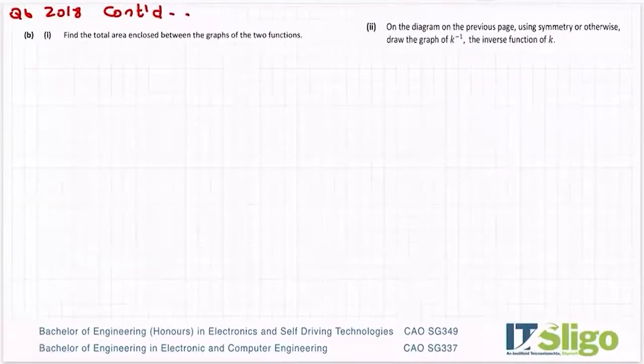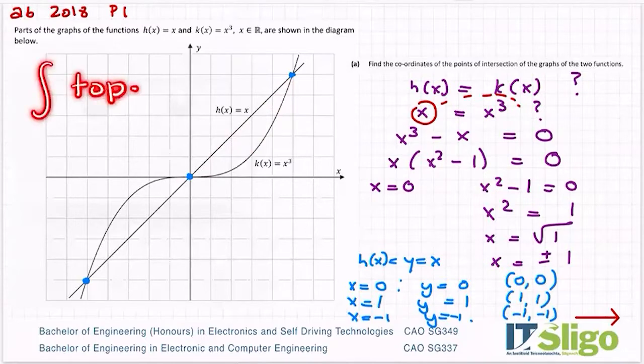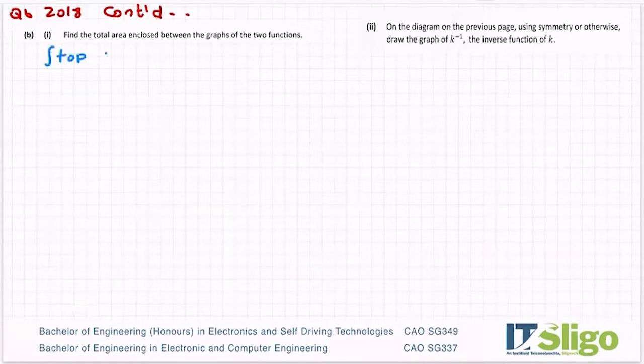B part 1. Find the total area enclosed between the graphs of the two functions. Okay, and this is where integration comes out on its own, where you have to find the area between two curves. And to do that, it is always the integral of the top minus the bottom curve. That's how you get the area. So let me write that down. When we're doing it, it's always the integral of the top curve minus the bottom curve.